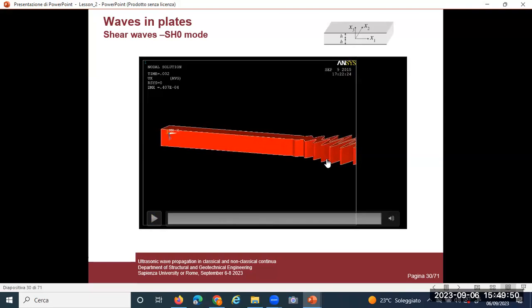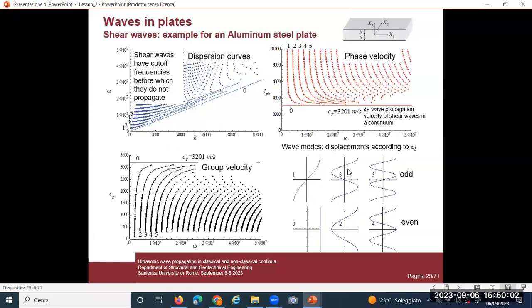You see, all the points move of the same quantity. Displacement is orthogonal to the direction of propagation. This is an SH0 mode. The other modes are more complicated. There are nodes, and they become more and more complicated as you go higher with frequency.